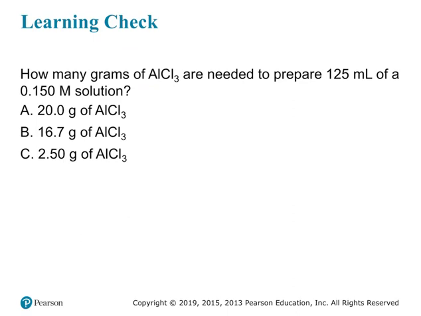Okay, so visually what this looks like, we have a solution in a beaker. We want that volume of the solution to be 125 milliliters. And then we want to add enough aluminum chloride so that the concentration is 0.15 moles per liter. So how much aluminum chloride should we add? And we want that in grams.